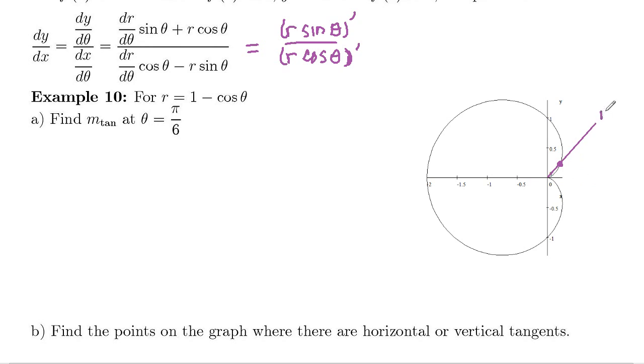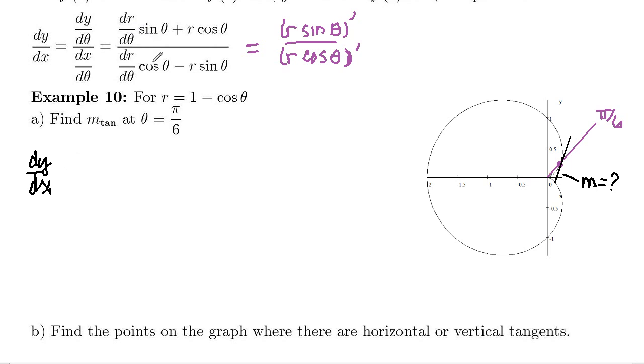So this is pi over 6, approximately. I know it looks closer to pi over 4, but I wanted to have something. We want to find the slope of the tangent line, so that little tangent line looks something like that. So what's the slope? Here, m equals what? Well, slope is dy dx.